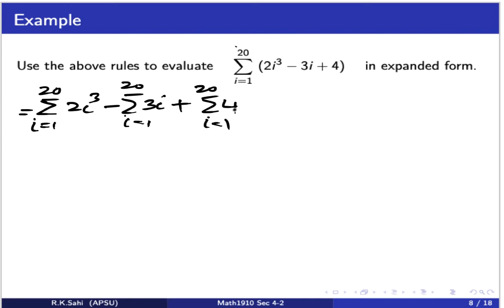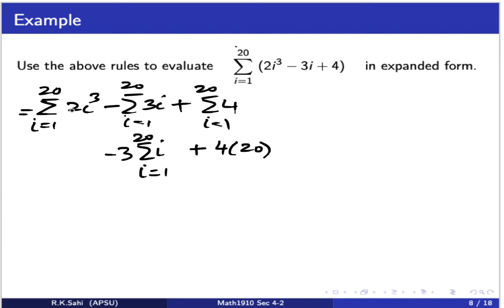Notice that you're basically adding 4 twenty times, so it's simply 4 times 20. Here, it's minus the summation of 3i. We know the formula for the summation of the first n terms, and since 3 is a constant, you can pull it out. So minus 3 times the summation from i equals 1 to 20 of i.